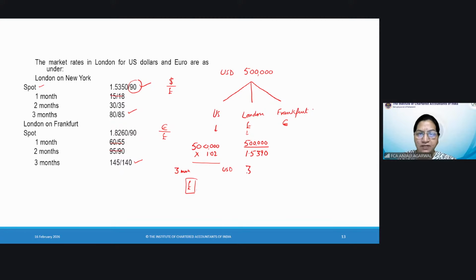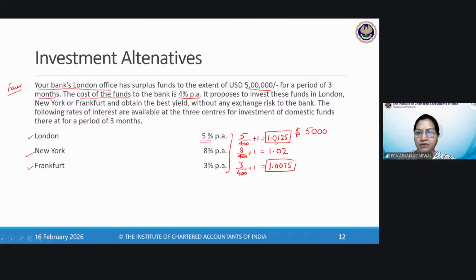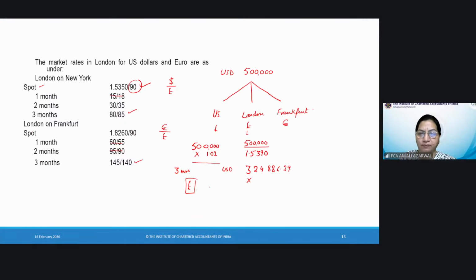You will invest 324,886 pounds, or 0.29 pounds, and London is going to give you interest of 1.0125. Once again, a slight difference can be there because of rounding off. So you round off till 2 decimals and then you can multiply.